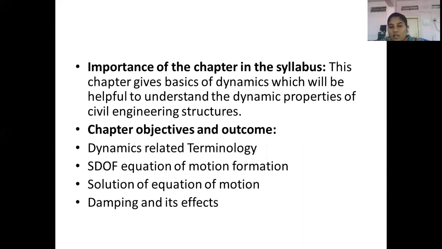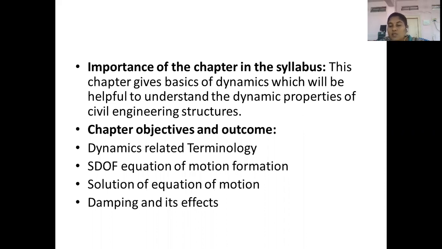Students will learn the dynamics related terminology here. You will understand the dynamics related terminology from this unit number two. What is the SDOF, the single degree of freedom system, and how its derivations are done, based on free vibration and on damping, that is, the damped and undamped system. Those parameters will be covered in this unit number two.